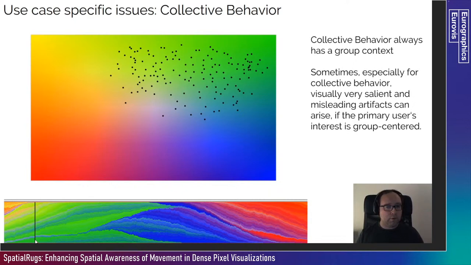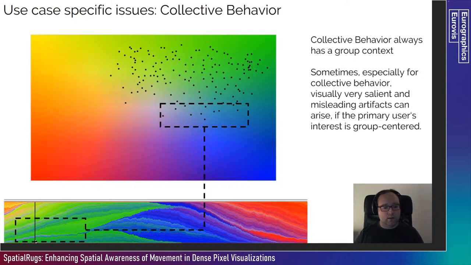Here in this example, we can see that some of the movers of the group are already in the blue area, where the majority of the users is actually in the green area. This leads to this blue stripe in the lower left, which is visually really salient and has led many of the users that we've shown this to believe that there are two separate groups moving in different areas, which is not the case. This is due to the fact that it's easier to perceive different hues than different shades of a color.